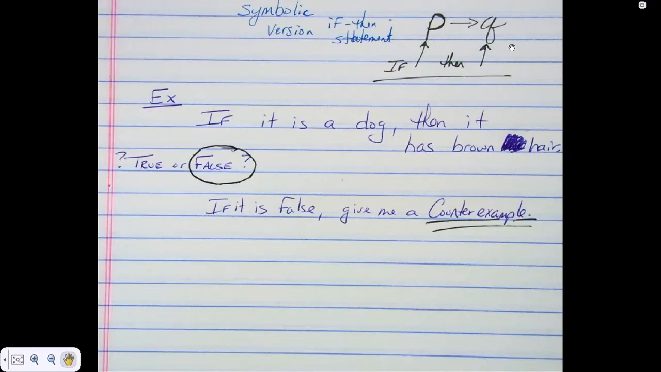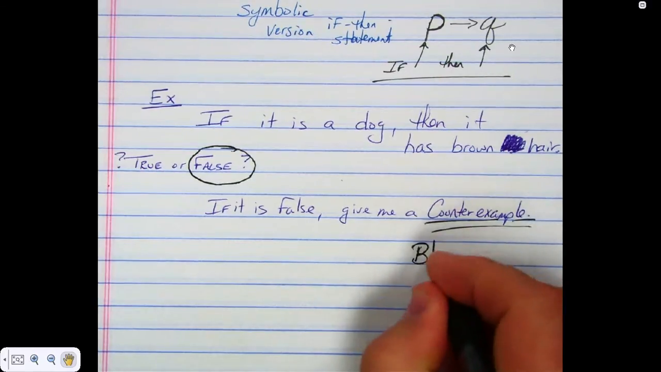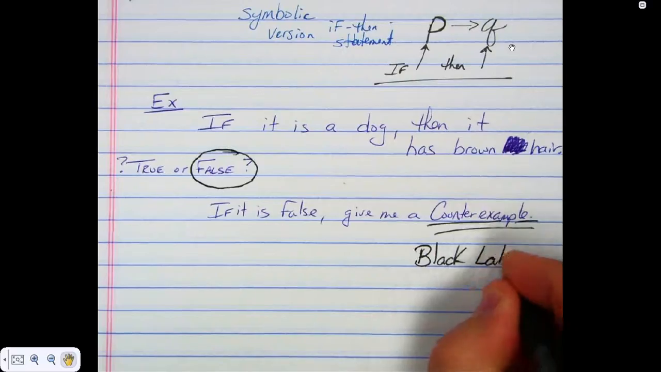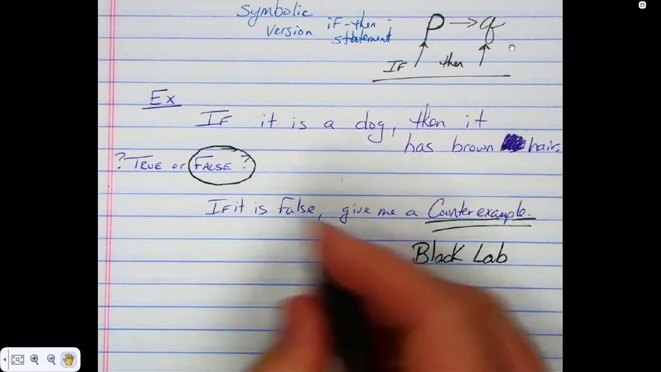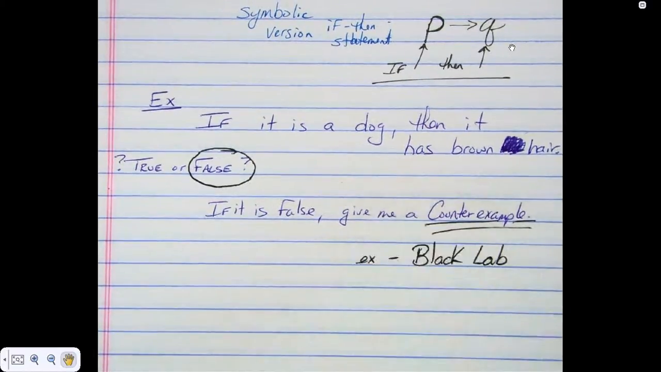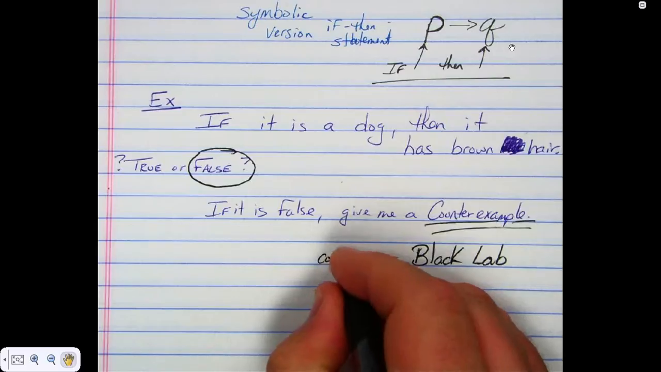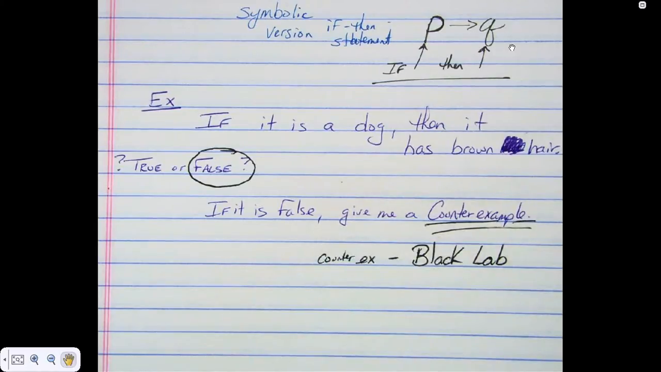A perfect counterexample would be a black lab. That's an example of a counterexample. Now, what is a counterexample? It's an example of it being wrong. An example that says, nah. How many times has your friend said something, you said, uh-uh, and then you pointed out the reason why? Well, if so-and-so does this, then that doesn't work. That was a counterexample. That was an example of it not working.